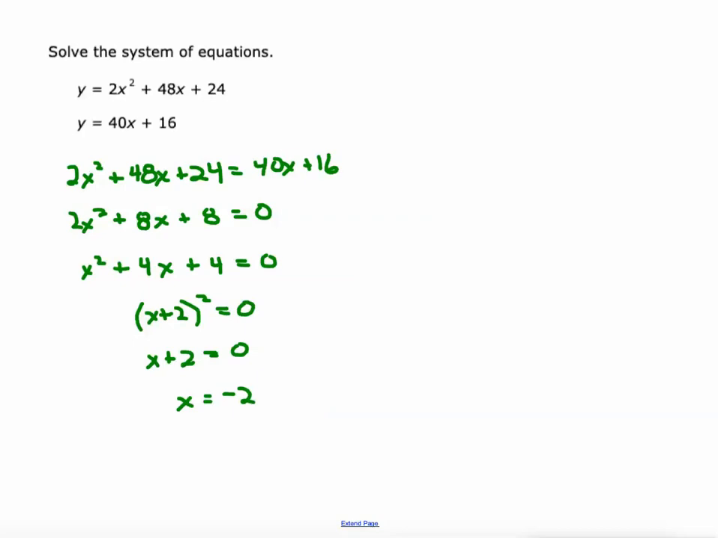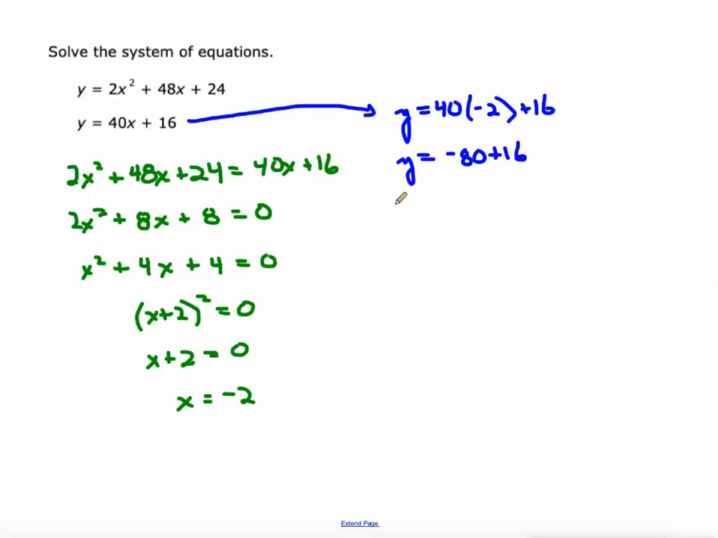But we're not done yet because we need to figure out what y is. You can plug that x value into either equation, but it's usually easier to plug it into the linear one. So 40 times negative 2 plus 16. Y is negative 80 plus 16, and negative 80 plus 16 is negative 64. So that's our solution here. It's negative 2, negative 64. That is the only place where that parabola crosses the line on the coordinate plane.